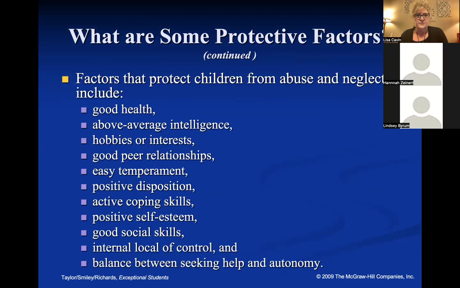Some more protective factors that protect a child from abuse and neglect. Good health. Above average intelligence is always a plus factor. That can help children overcome all kinds of things if they're savvy enough to make their way around some of the barriers that they may have in their life in other realms. Hobbies or interests that grip them and help them to make the most of their environment.